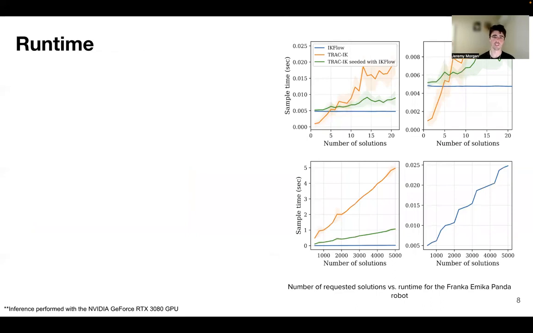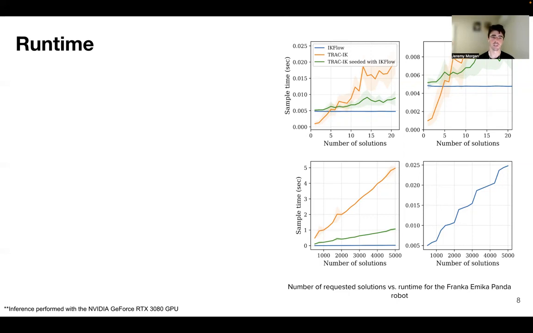In the figure on the right, we see solve time as a function of the number of requested solutions for IKFlow, TrackIK, which is the state-of-the-art nonlinear optimization-based solver that is used widely in the robotics world, and TrackIK seeded with IKFlow solutions. We can see that TrackIK generates a single solution faster than IKFlow, but at 6 or more solutions, it becomes faster to run IKFlow, or to run IKFlow and use the solutions as seeds for TrackIK.